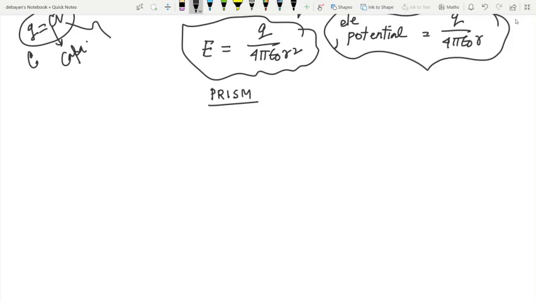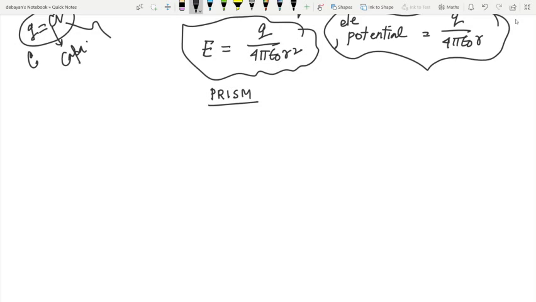And we know that a prism can have any number of surfaces, but the surface on which light is incident and the other surface from which light comes out should be non-parallel. Both of these surfaces are plane surfaces.